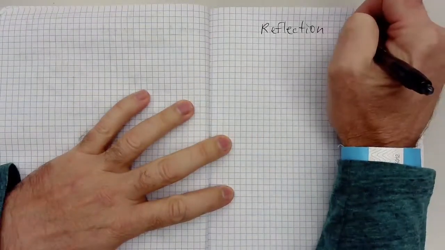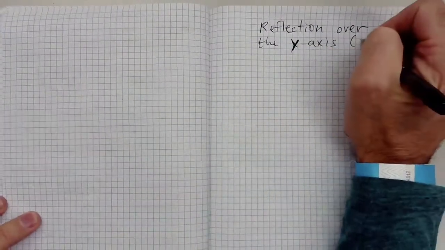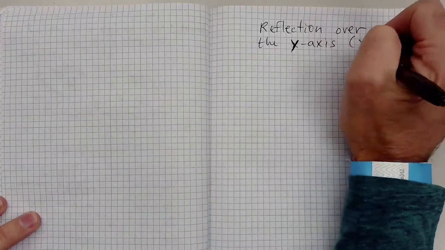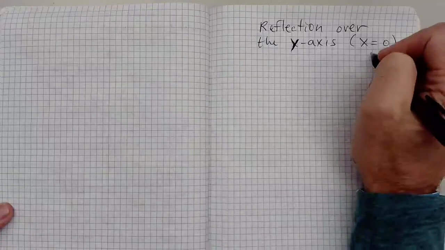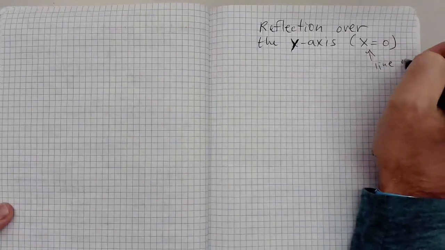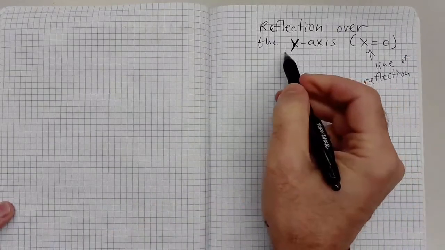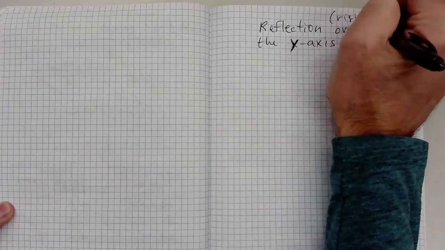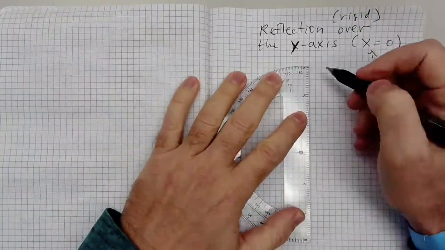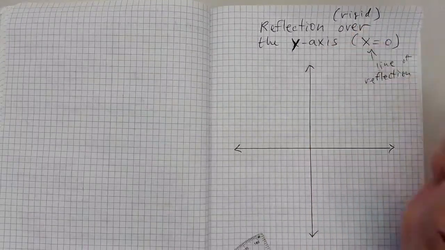Reflection over the y-axis, and the y-axis is actually where x equals 0, right? We say that's the line x equals 0. That's our line of reflection. All right, and the reflection is a rigid transformation, or isometric transformation. Let's go ahead and make our xy axis. You can see that the line of reflection is going to be that y-axis.